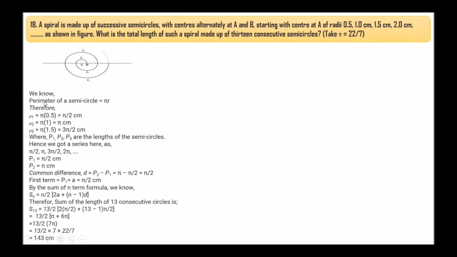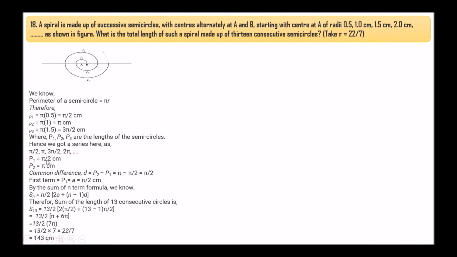So we know the perimeter of a semicircle is pi r. Therefore, P1 is pi times 0.5, that is pi upon 2 cm. P2 is pi cm. P3 is 3 pi upon 2 cm. Hence, where P1, P2, P3 are the lengths of the semicircles, we get a series here as pi upon 2, pi, 3 pi upon 2, 2 pi, and so on.